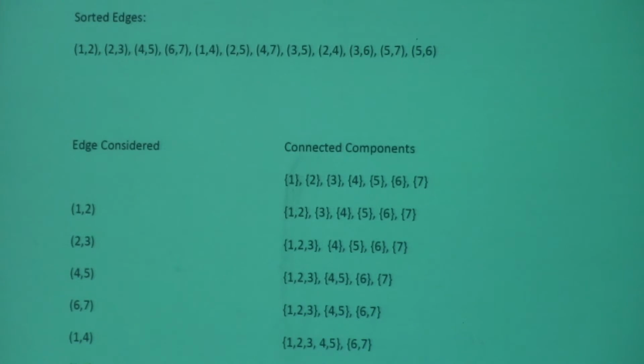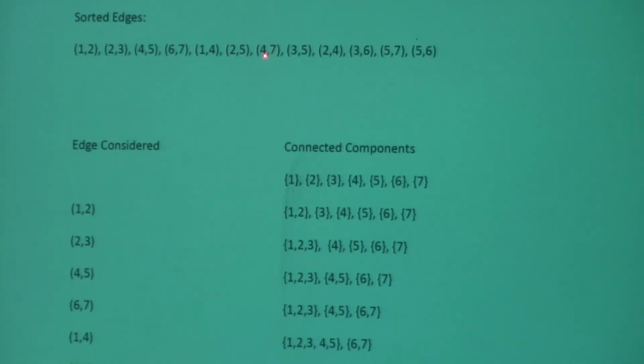Next, the next cheapest edge is 2, 5, but 2, 5 I can't take, because 2, 5 would be an edge from 2 to 5, and 2 and 5 are already in the same tree. Therefore, that would create a loop, a cycle, a redundancy, because basically everything in 1, 2, 3, 4, 5 is already reachable from 1, 2, 3, 4, 5. I'm trying to connect the graph with a minimum cost, so therefore I reject 2, 5. And I go to the next one.